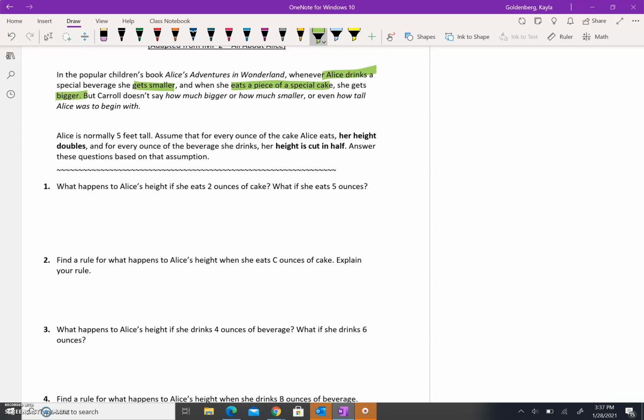Carol doesn't really say how much bigger or smaller or even how tall Alice is to begin with. So we're going to just kind of make up some numbers. We're going to say maybe she starts at 5 feet tall. And let's say every time she eats cake, for every ounce of cake, her height doubles. And let's say that for every ounce of beverage, she has her height cut in half. So let's use those as our assumptions going forward.